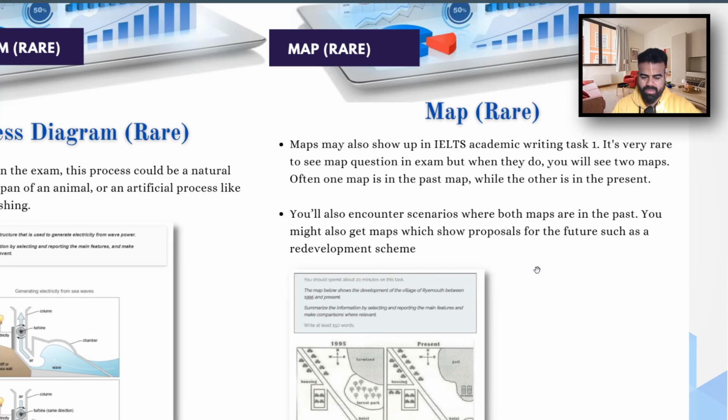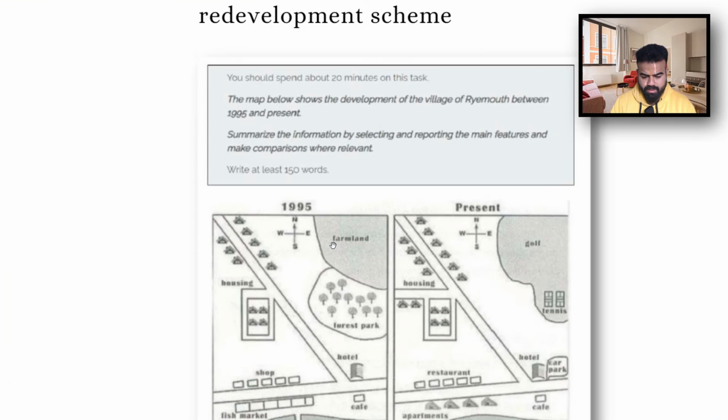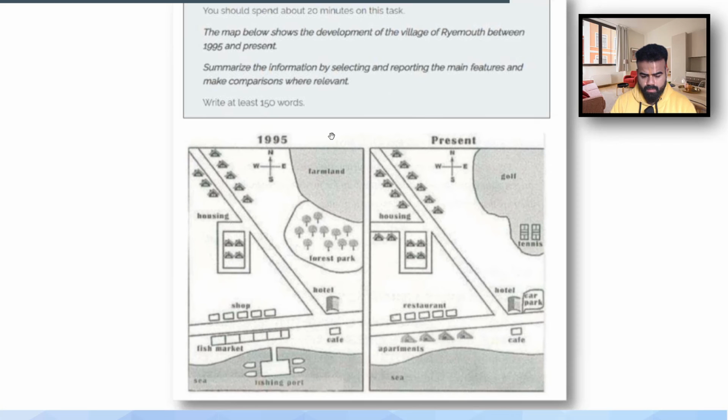Now let's come to the next type, maps. Again, these are also very rare, but you may get this type of question in the exam as well. You'll be provided with multiple maps from different years of some area or place. In general, there will be a before and after fashion. As you can see here, we have these two maps. In 1995, some area or some park was looking like this, and then in the present it's looking like this. So you would need to compare how the maps have changed over time.